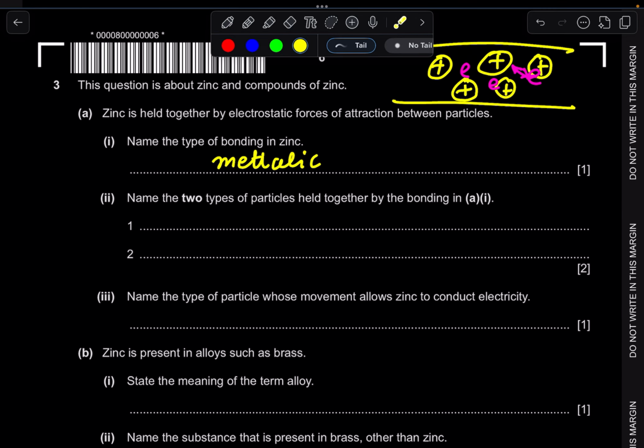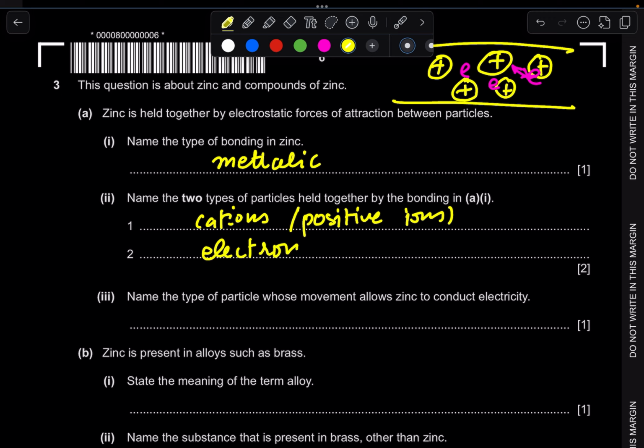Okay, name 2 types of particles that are held together by the bonding. You have your cations, or you can say they are also called the positive ions, and the second particle is the electrons. And it's a better word if you use the word delocalized electrons, because they are basically delocalized. So delocalized electrons and positive cations.